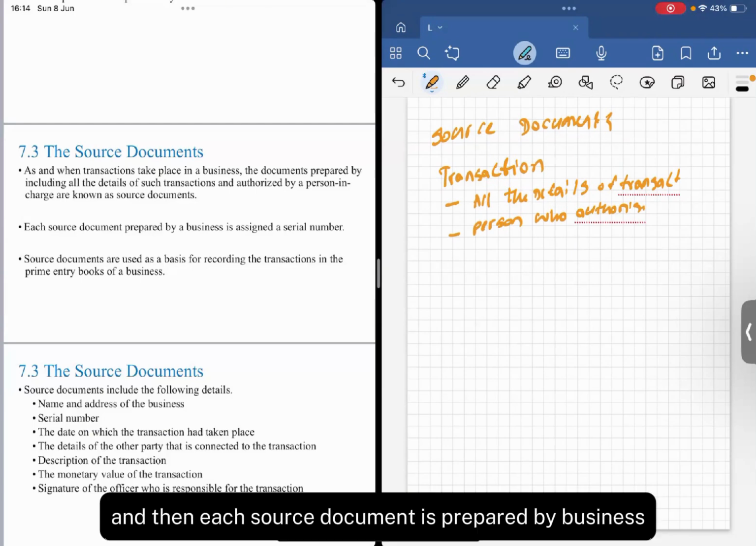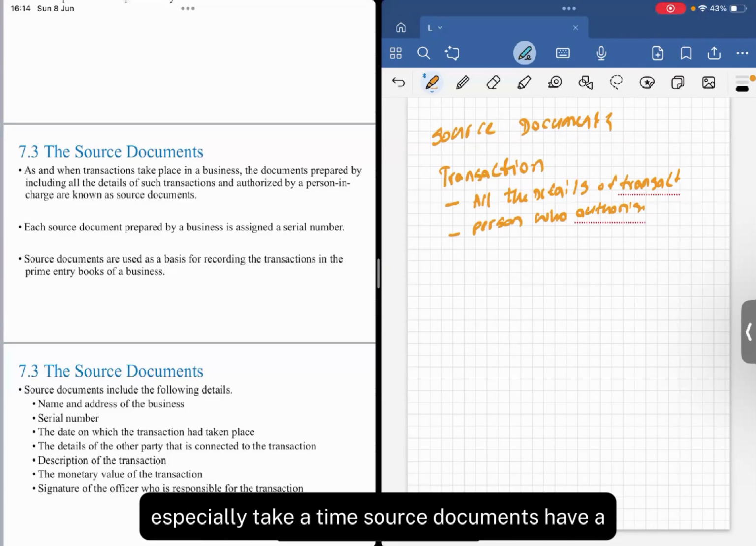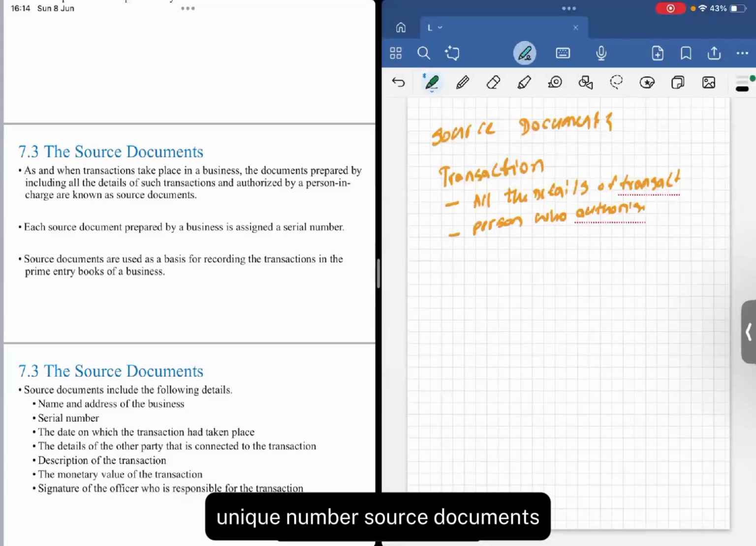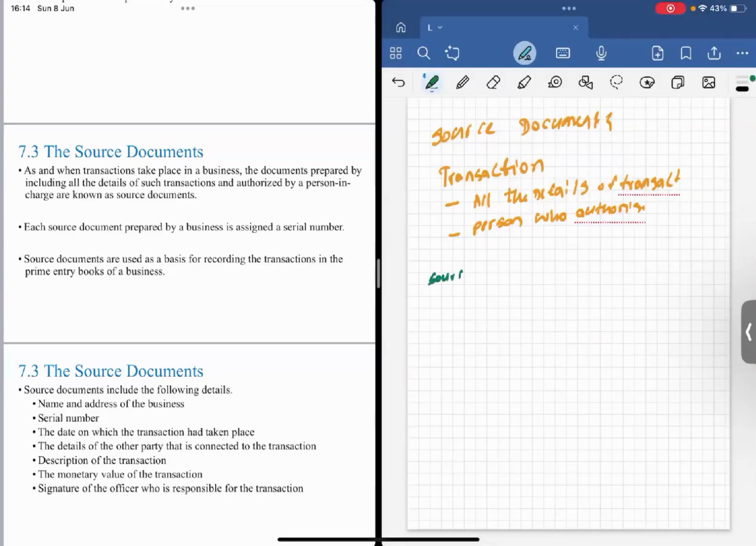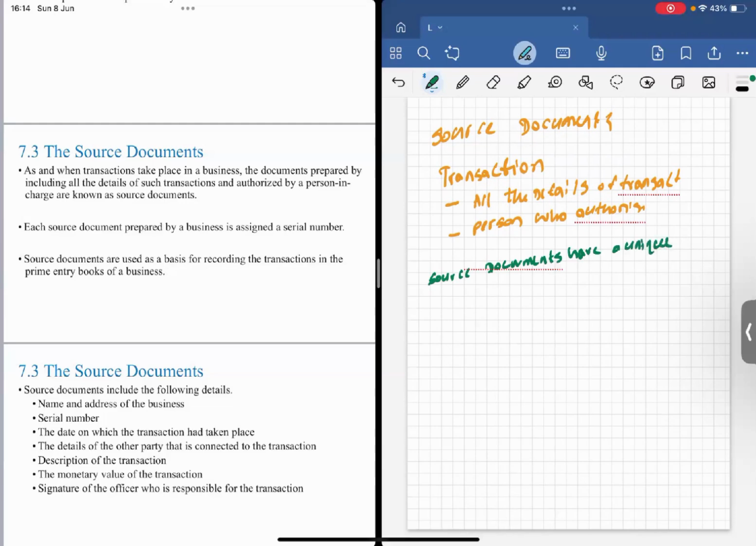And then each source document prepared by a business is assigned a serial number. That means source documents will have a specialty: source documents have a unique serial number.